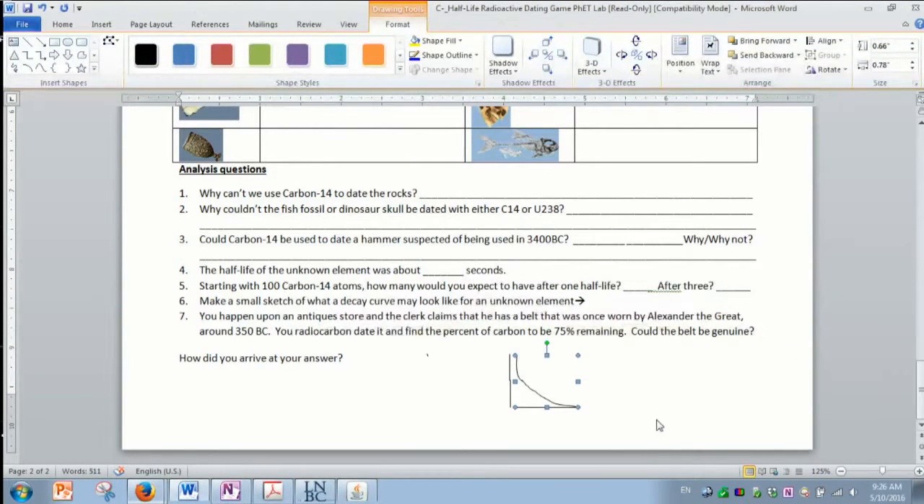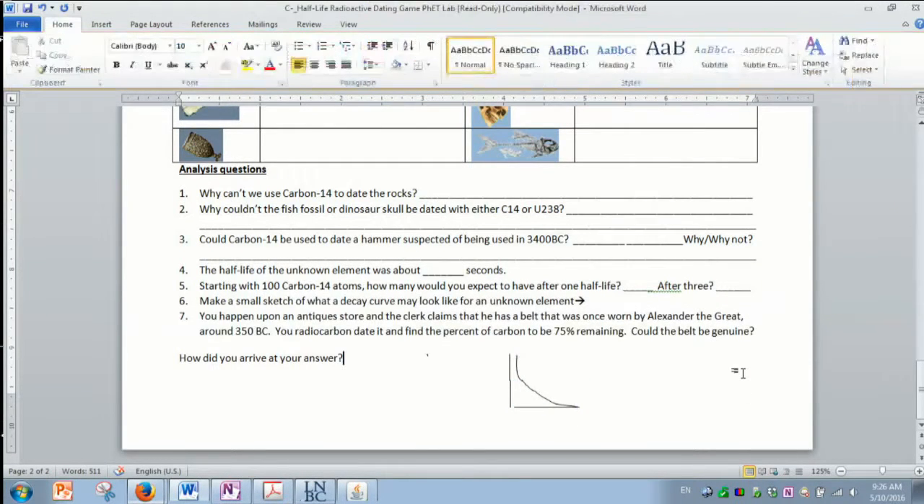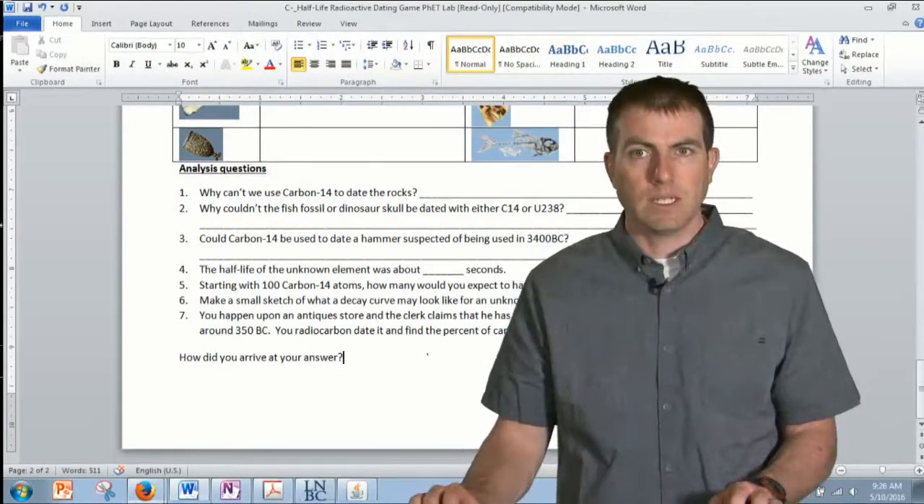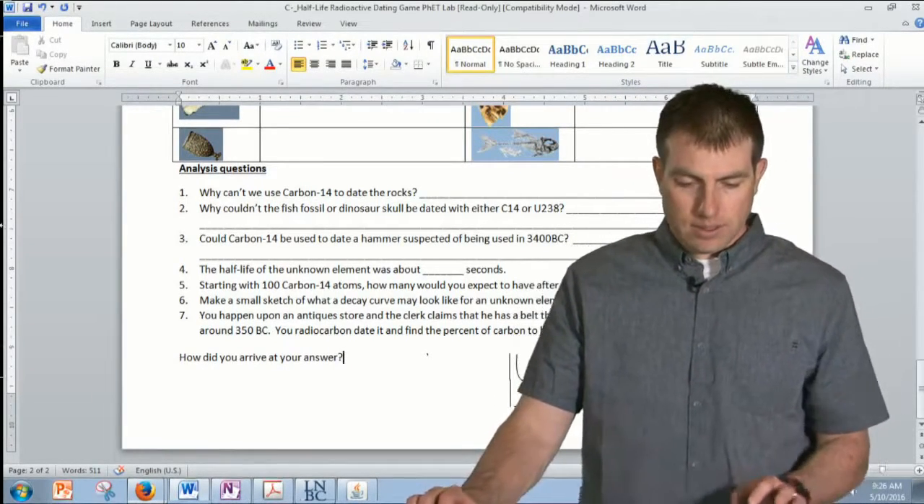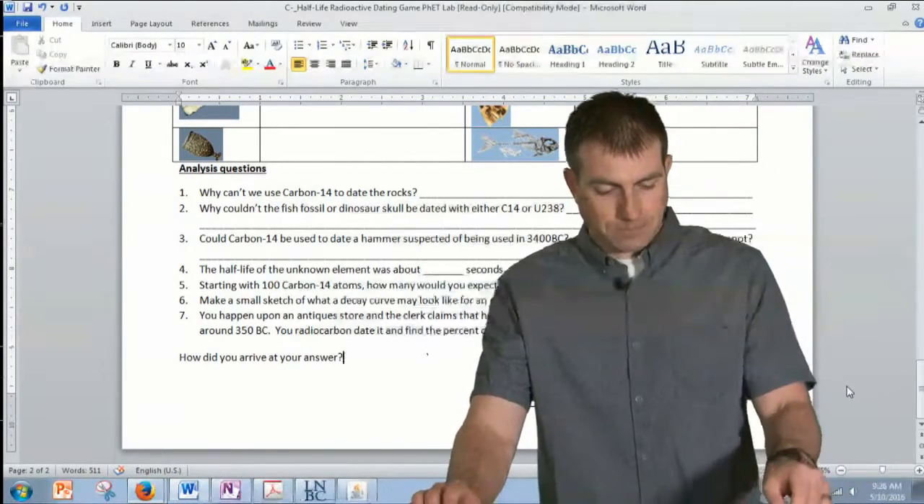So there you go, that's how you can draw in Word. Or you could go and just find an image of a decay curve, and then take a screen capture of it using the snipping tool or something, and then put it into your document. Those would both be good ways to do it. Hopefully that clarifies some of that.